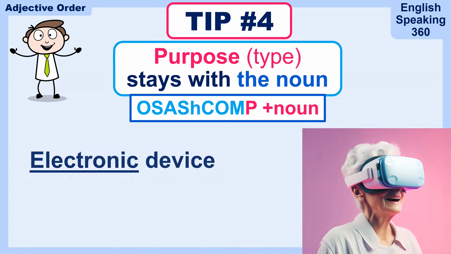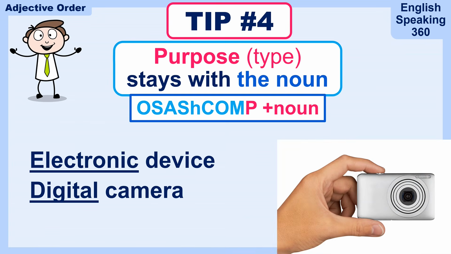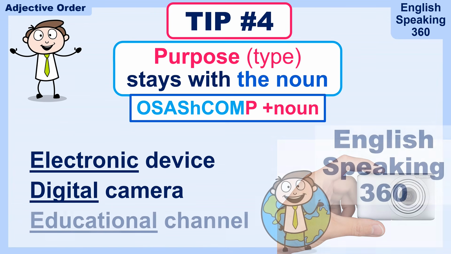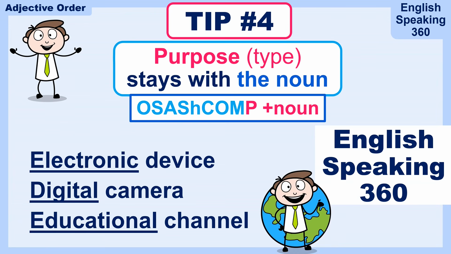Now sometimes we have adjectives before the noun. Electronic is an adjective. Electronic device. Digital camera. Digital is also an adjective. Educational channel, just like my channel. Educational is an adjective. For these examples, it works. There's no problem here. It's not so confusing.